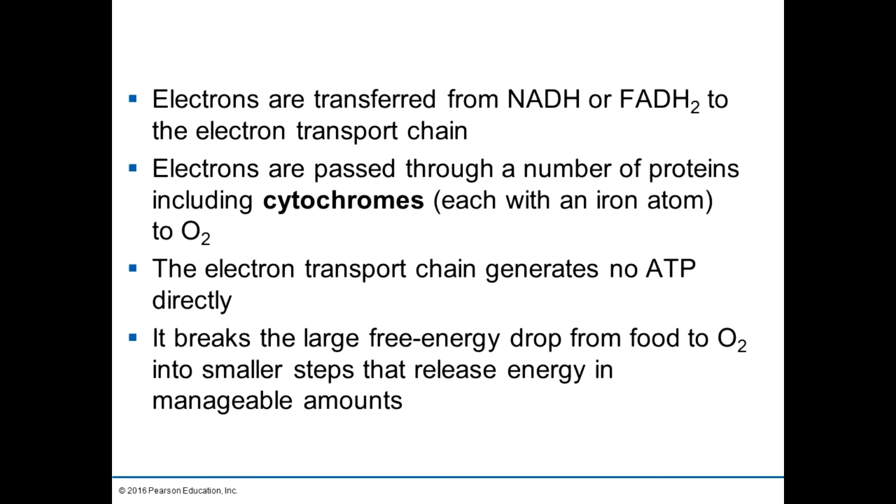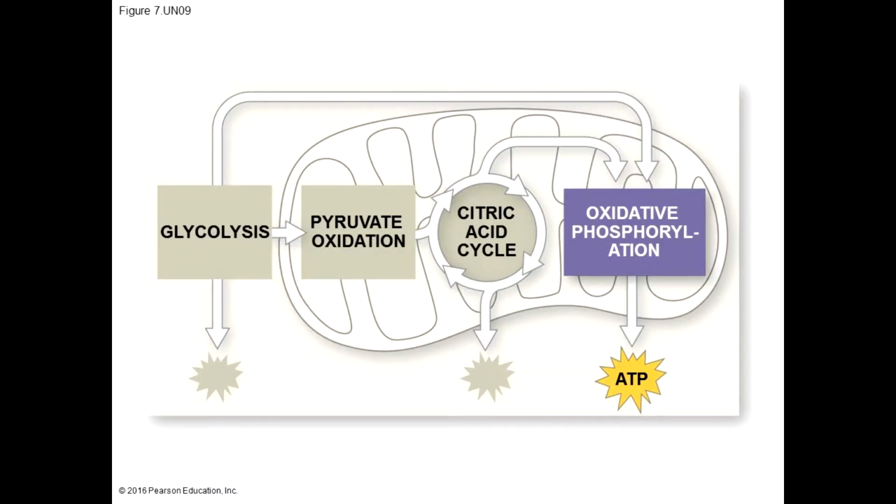Some of the proteins that make up the chain are called cytochromes, which are proteins with an iron atom. And the electron transport chain generates no ATP directly. Rather, it breaks the large free energy drop from fuel to oxygen into smaller steps, so they can release energy in smaller and more manageable amounts. So this is just an overview of what I said earlier. This is the last major cellular respiration pathway in the chapter, and it takes electrons from glycolysis and the citric acid cycle in order to eventually produce ATP.